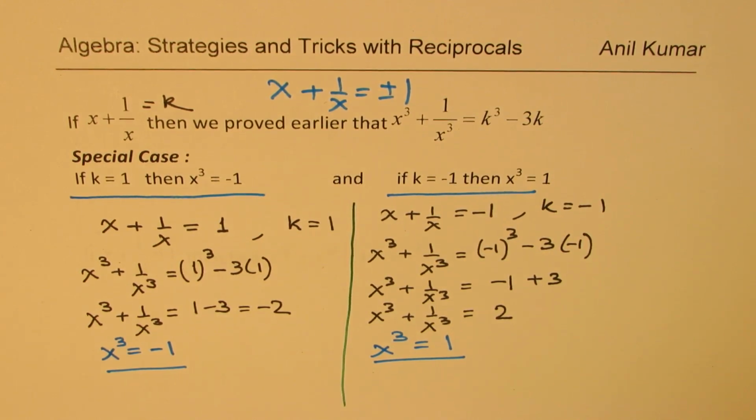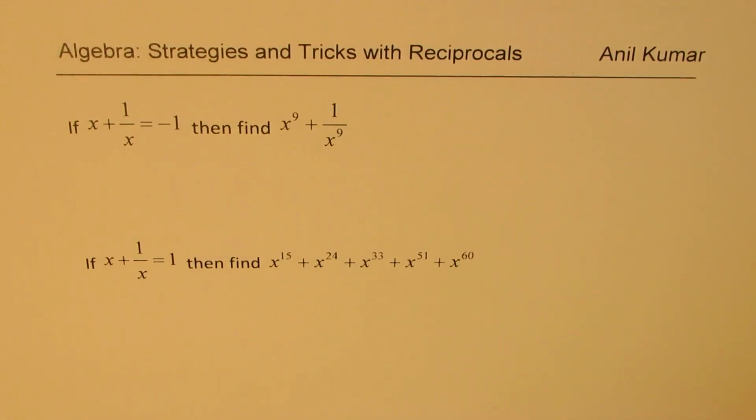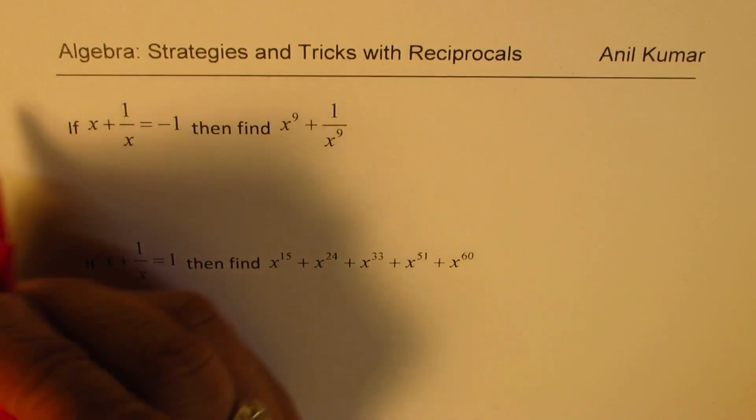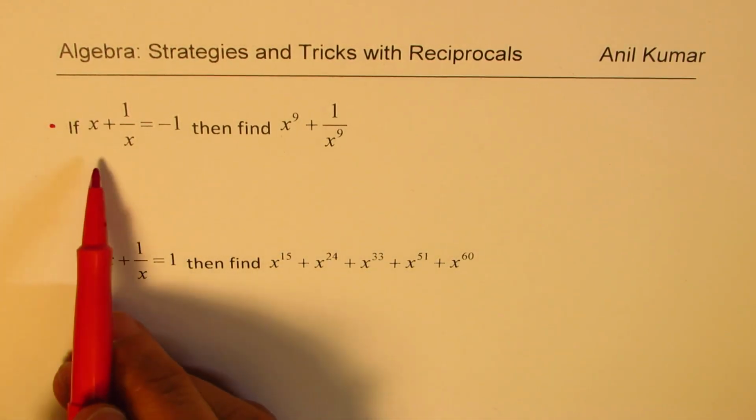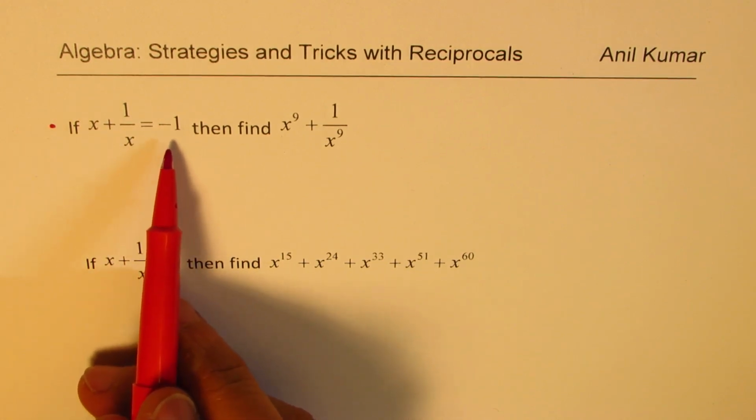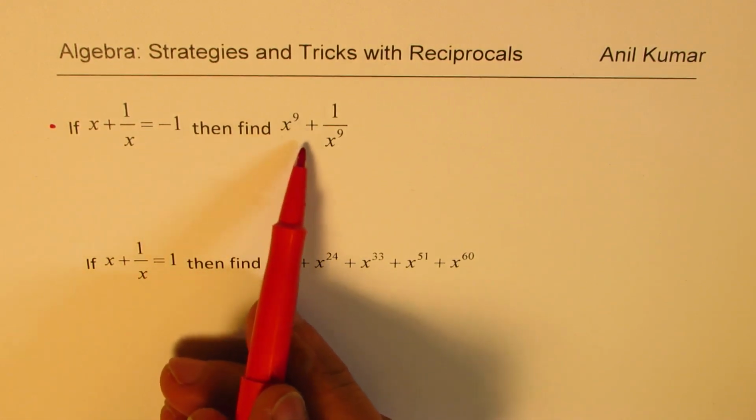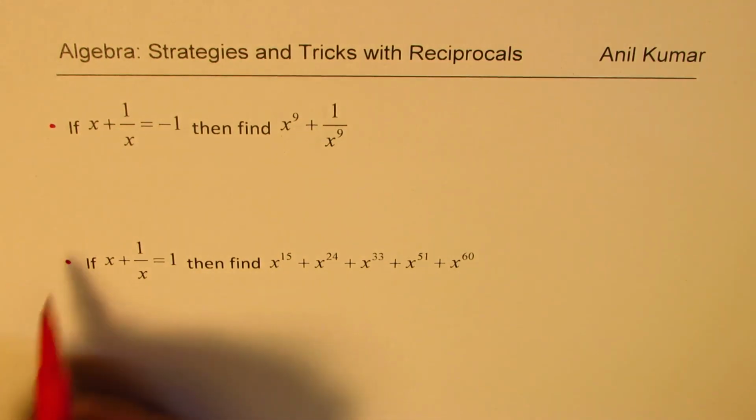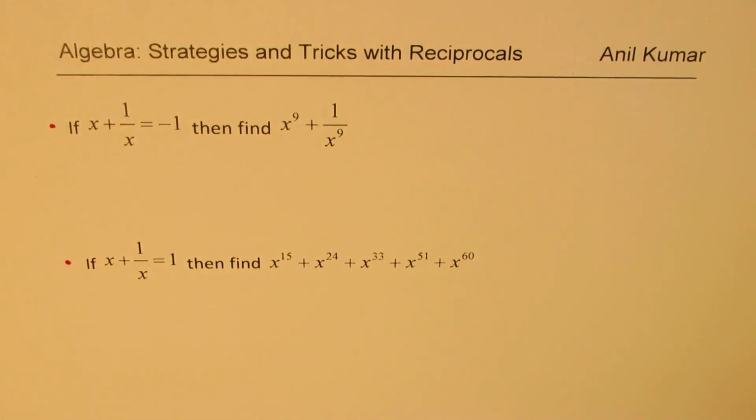So take a breath, try to get this formula, and based on this formula, now let us have some practice questions. So there we go. We have two questions for you to practice. Question number 1 here is, if x plus 1 over x equals to minus 1, then find what is x to the power of 9 plus 1 over x to the power of 9. The second question here is, if x plus 1 over x is positive 1, then find the value of the expression x to the power of 15 plus x to the power of 24 plus x to the power of 33, x to the power of 51 plus x to the power of 60.